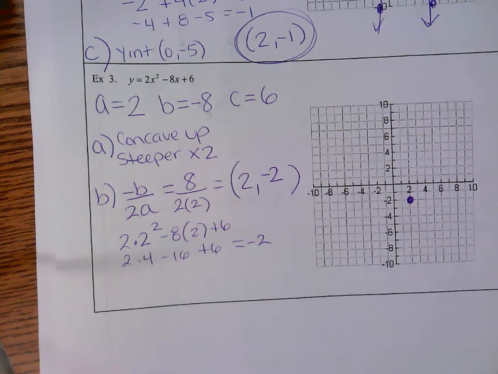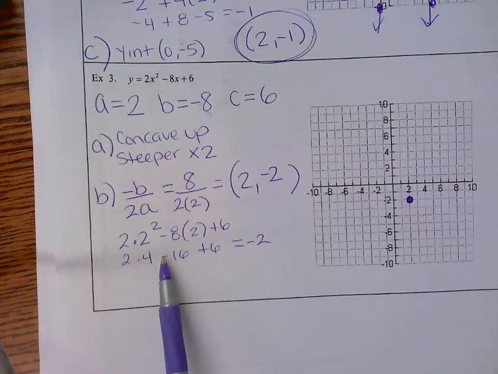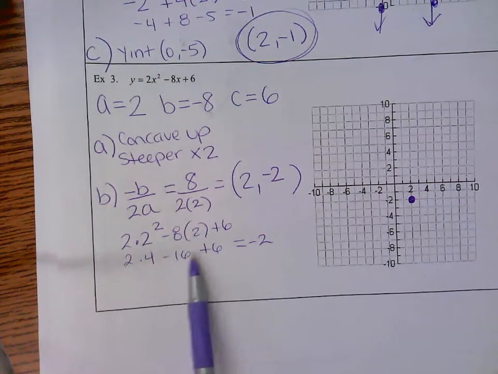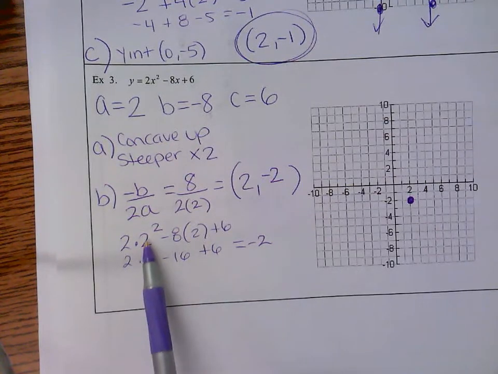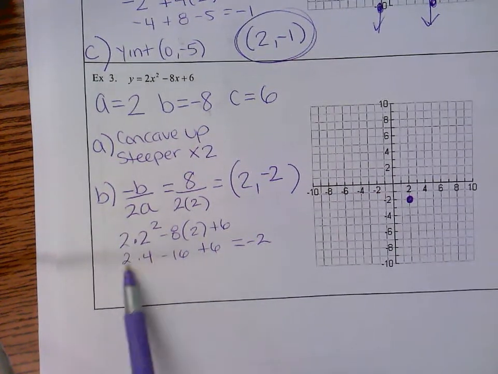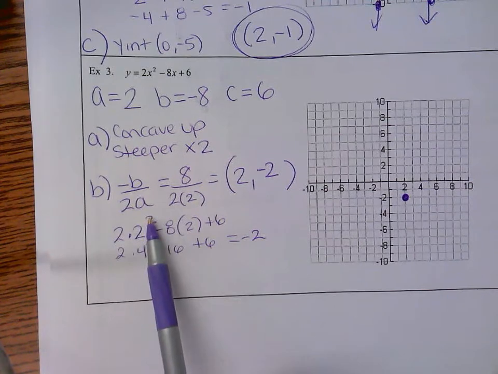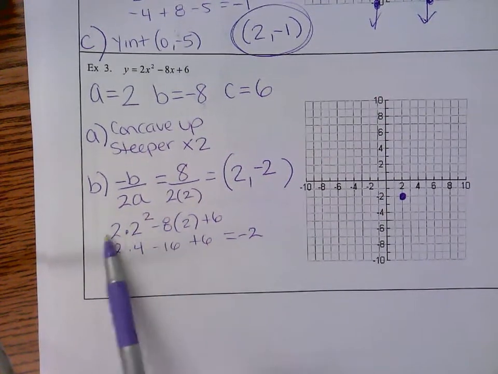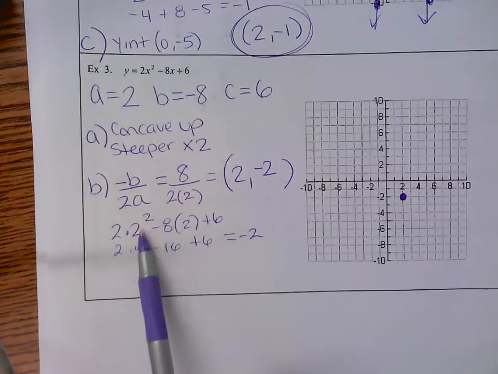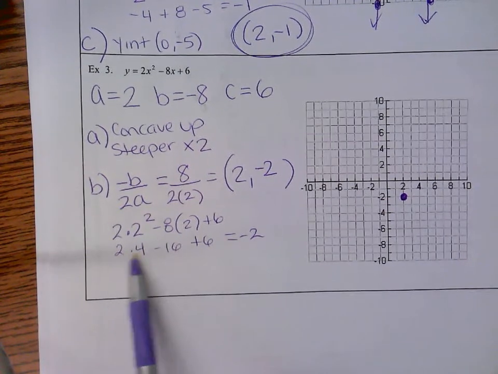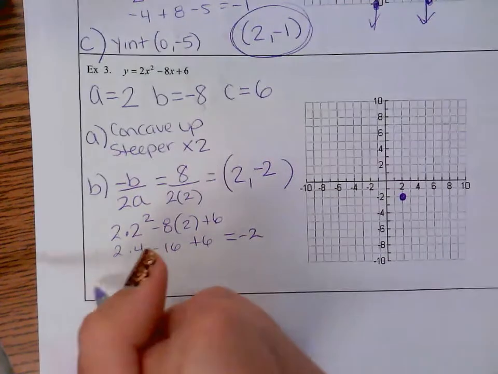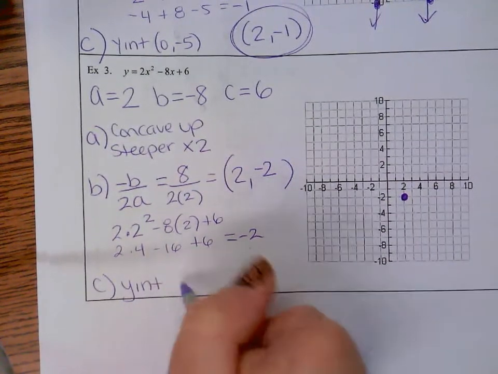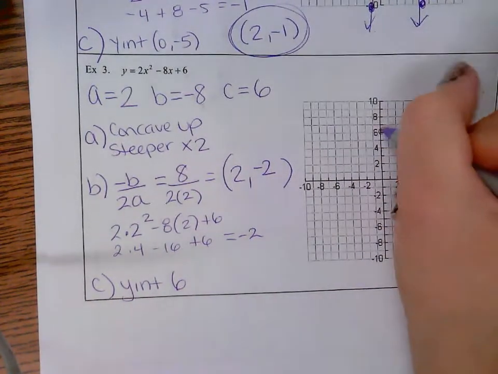I think this is right. 8 minus 16 is -8, plus 6 would be -2. Did you make sure that you didn't do 4 squared and get 16 right here? Because you only square the first 2. You don't do 2 times 2 first. So you do 2 squared is 4 times 2. All right, so then my y-intercept is at +6. So I should be way up here.